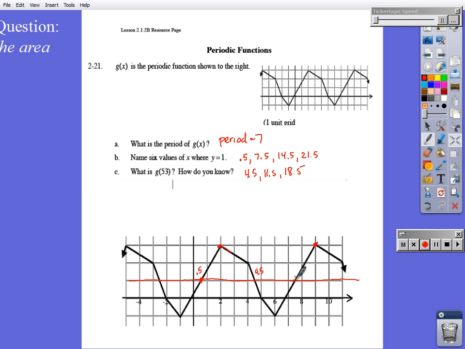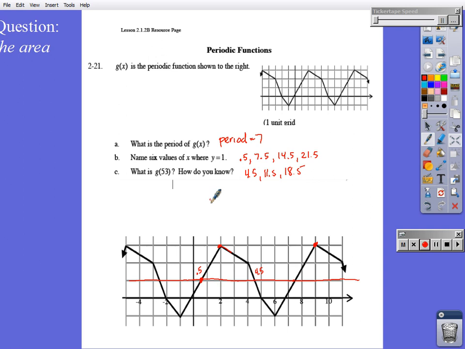What is g of 53? If we were to extend this pattern out to 53 on the x-axis, what would the y value be? What would the graph look like at that particular place? There are a couple of different ways you can go about this. I'm going to show you a shortcut.